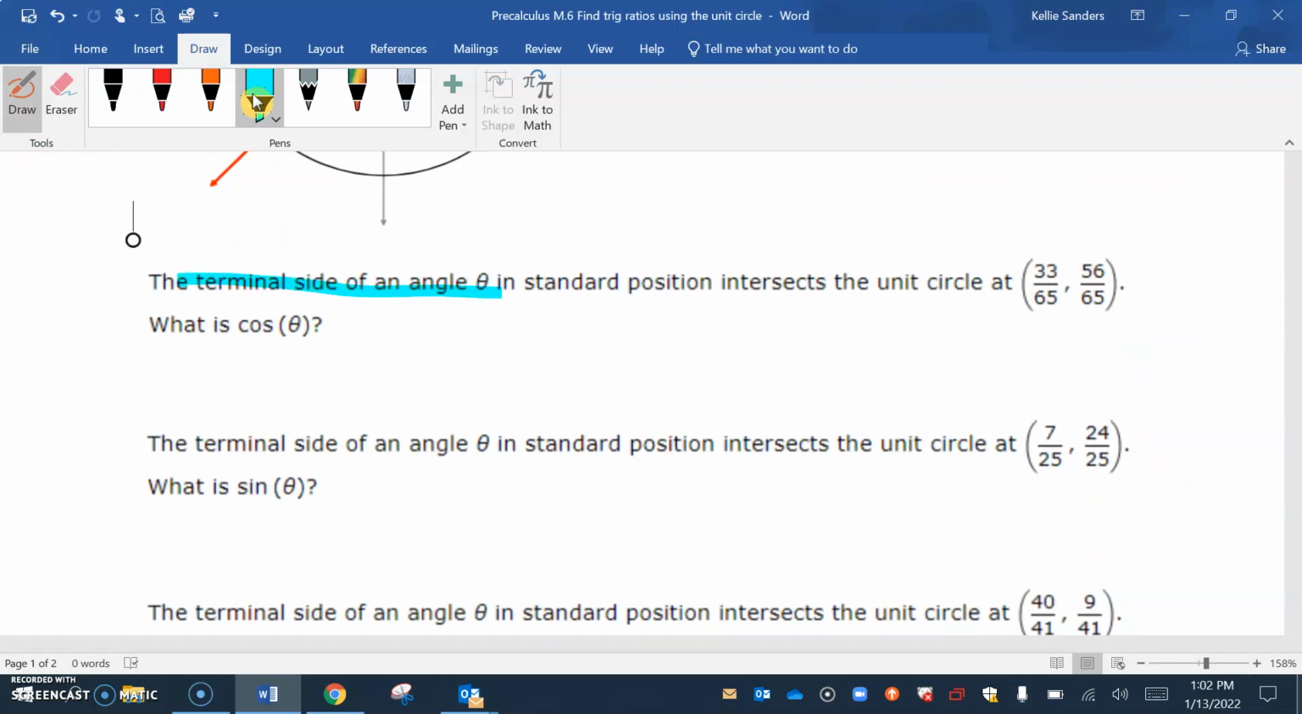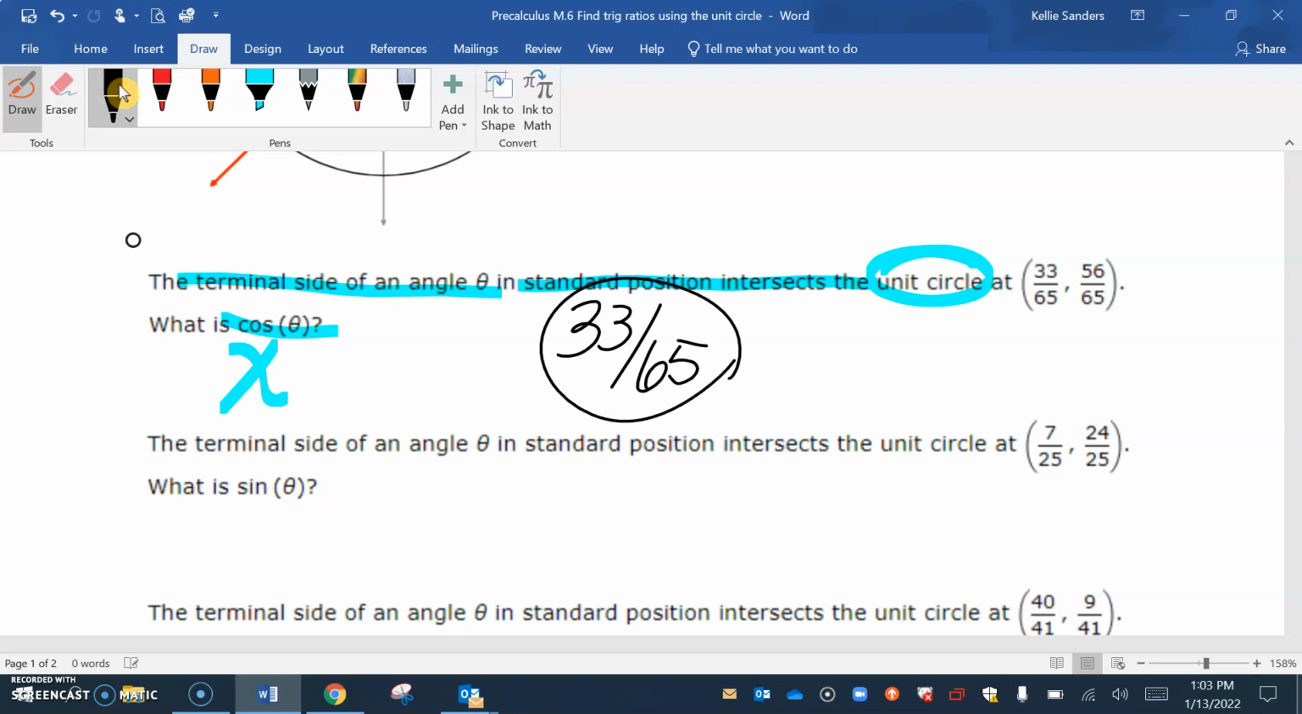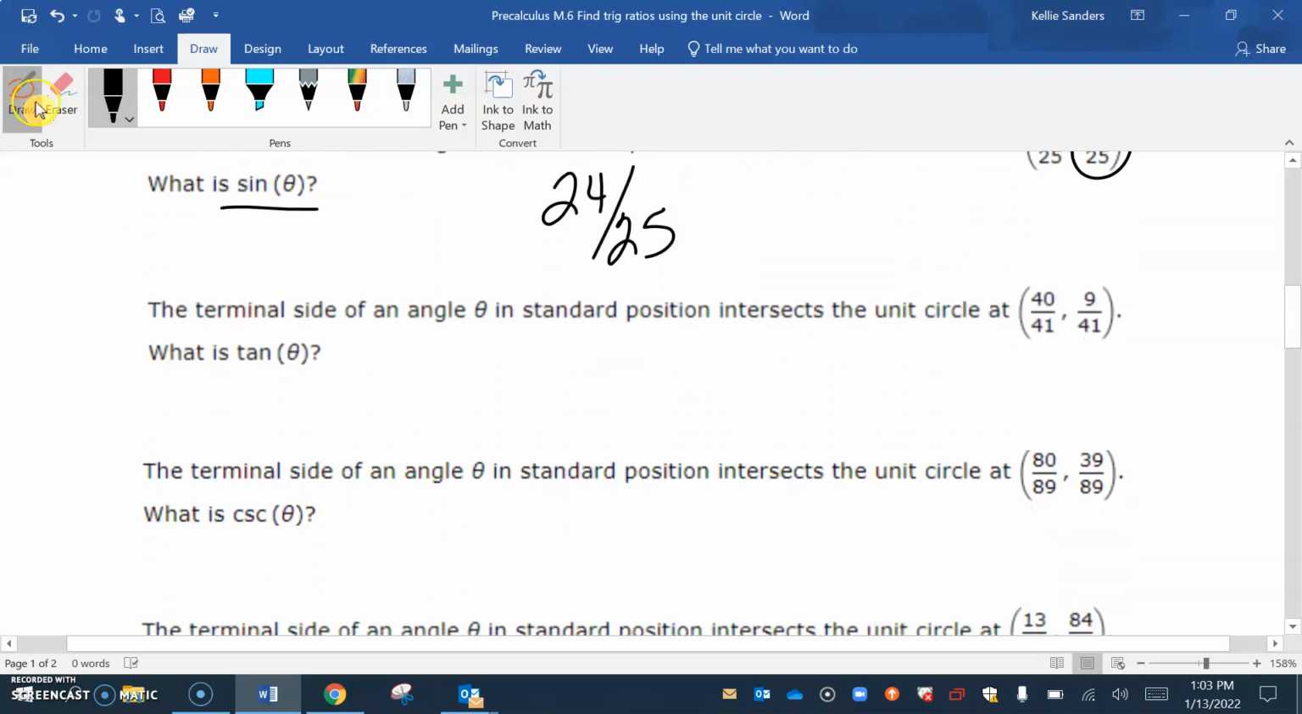The terminal side of an angle theta in standard position connects the unit circle at 33 over 65, 56 over 65. What is cosine theta? Well, cosine, just remember it's x, so your answer is going to be 33 over 65. That's it, that's all. Same, same, same. Sine. Sine is your y, so 56 over 65.